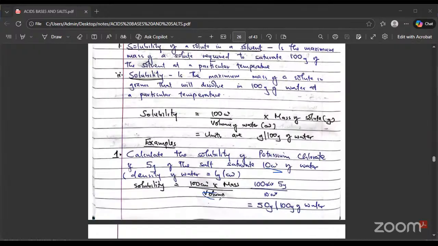So the volume inakuja chini, which is here. 100, and then 100 is here also. And then you multiply by the mass that you have been given. Directly, you put it, multiply by 5 grams. Whatever you get now will be the answer in grams. So the answer you get is the mass of the potassium chlorate. So it is 50 grams per 100 grams of water.